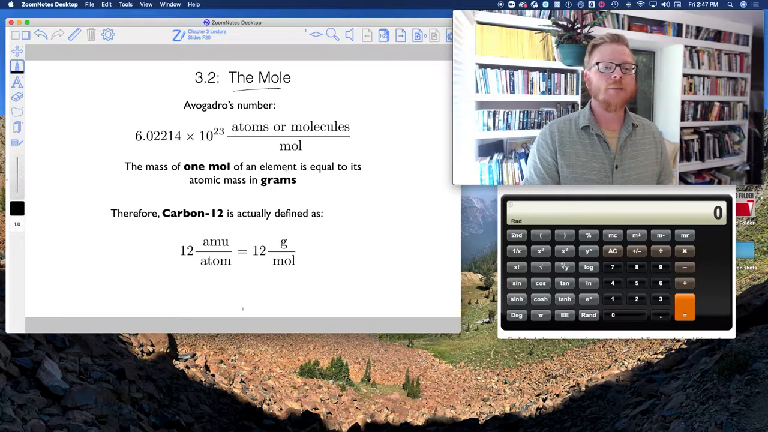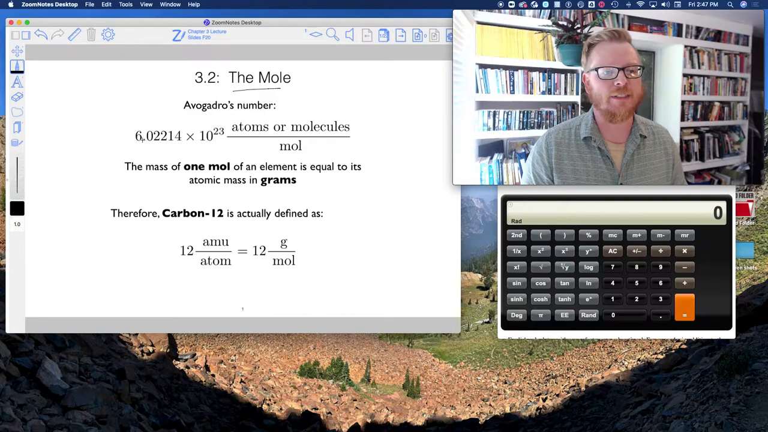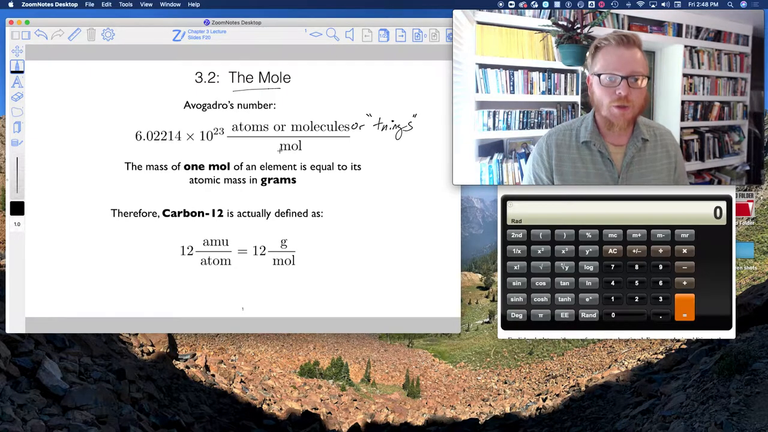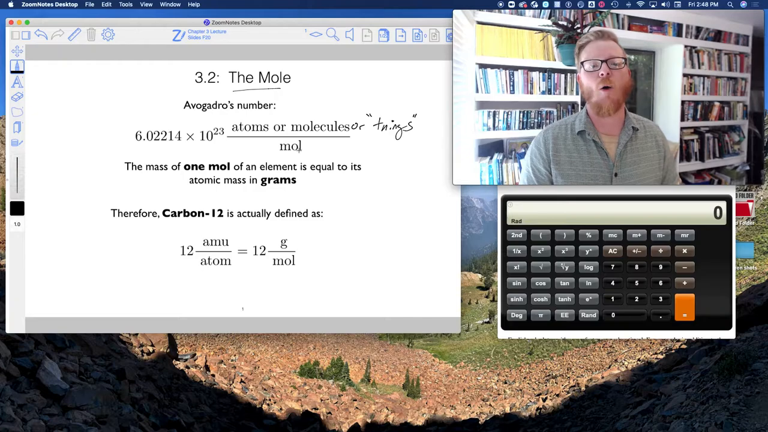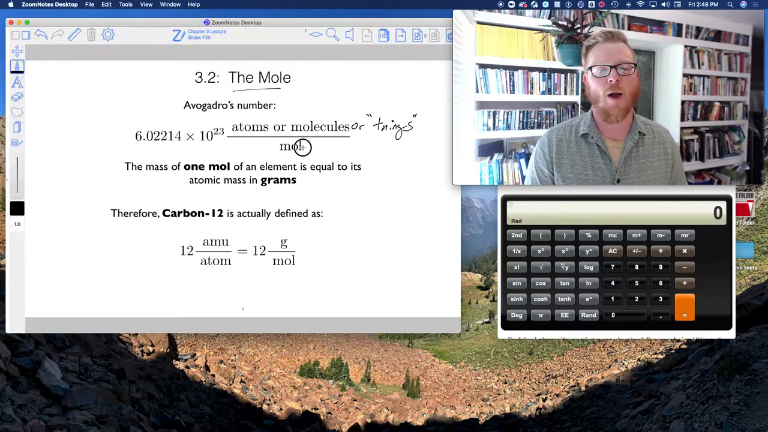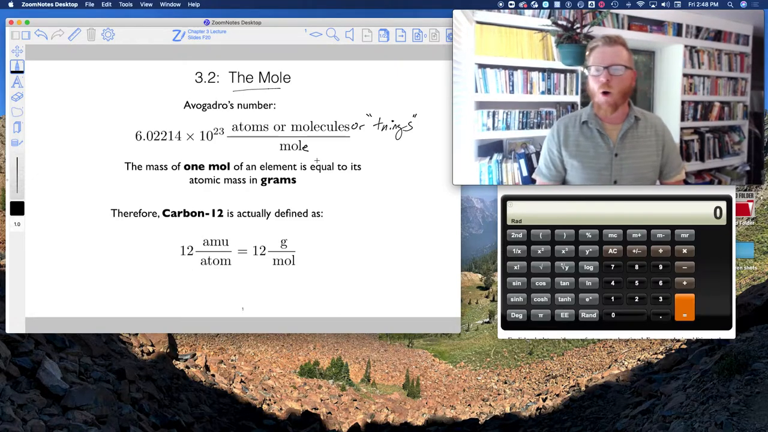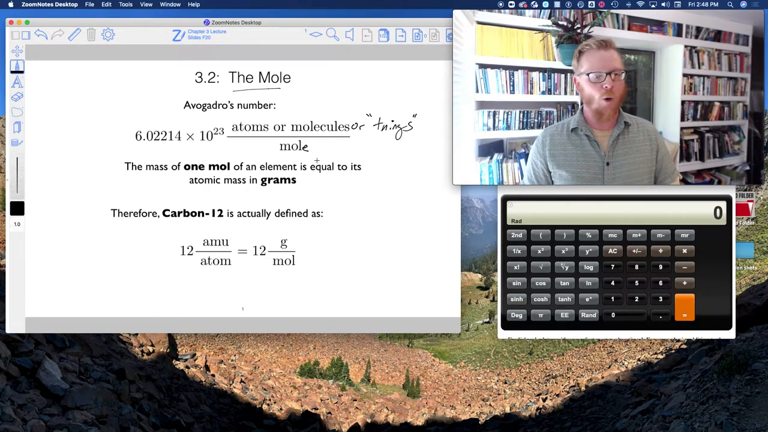Avogadro's number is the following: 6.02214 times 10 to the 23 atoms or molecules or things. And I'll put that in quotes, per mole. So this mole, M-O-L, is the shortcut for M-O-L-E. It's not really much of an abbreviation, right? But we use M-O-L in chemistry for mole, okay?